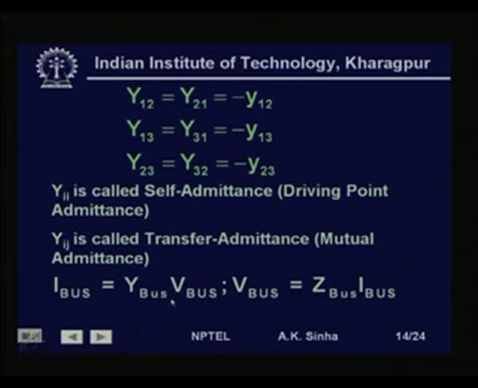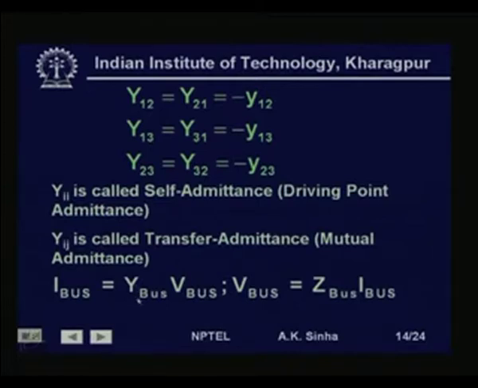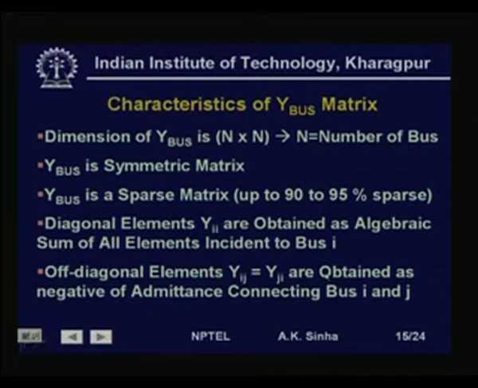There are various reasons behind this. One of the reasons is it is very easy to form the Y bus matrix by just inspecting the power network, whereas Z bus matrix is much more complex to form. The other aspect is that Y bus matrix is generally sparse, whereas Z bus matrix is a full matrix. We will see these things.